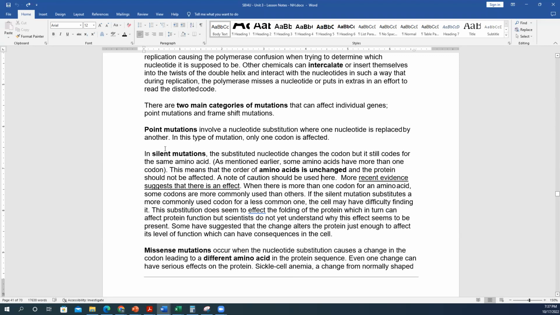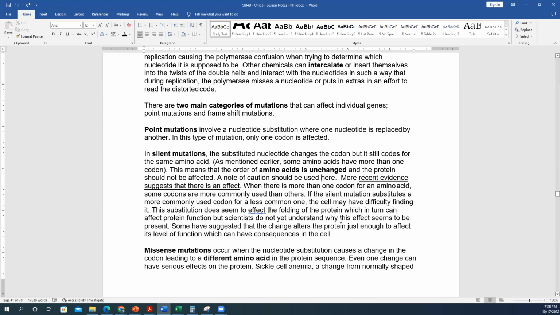That type of mutation can be a silent mutation, meaning that the nucleotide substitution changes the codon, but that codon still codes for that same amino acid. If you remember, we said earlier on that there's some redundancy in the codons, and some amino acids have more than one codon. So even though the nucleotide has changed, it's still encoding for the same amino acid, the order of amino acids is essentially unchanged, and the protein is not affected.